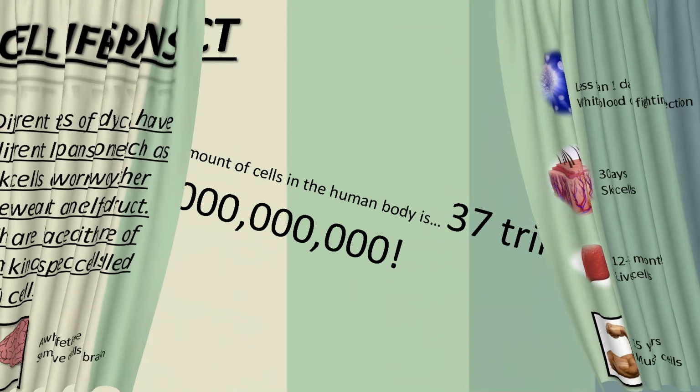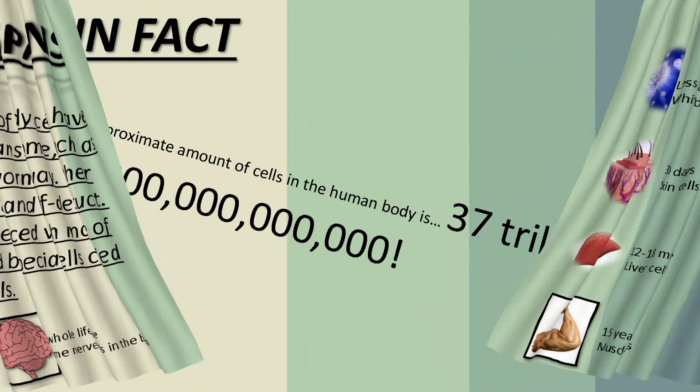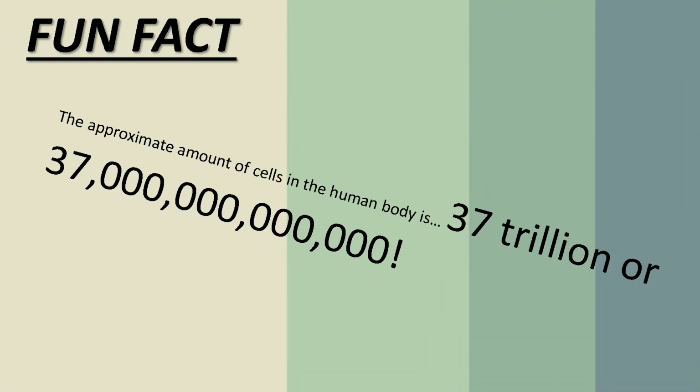Then, fun fact. So, yes, let's just have some fun fact here. The approximate amount of cells in the human body is 37 trillion. Approximate, guys.